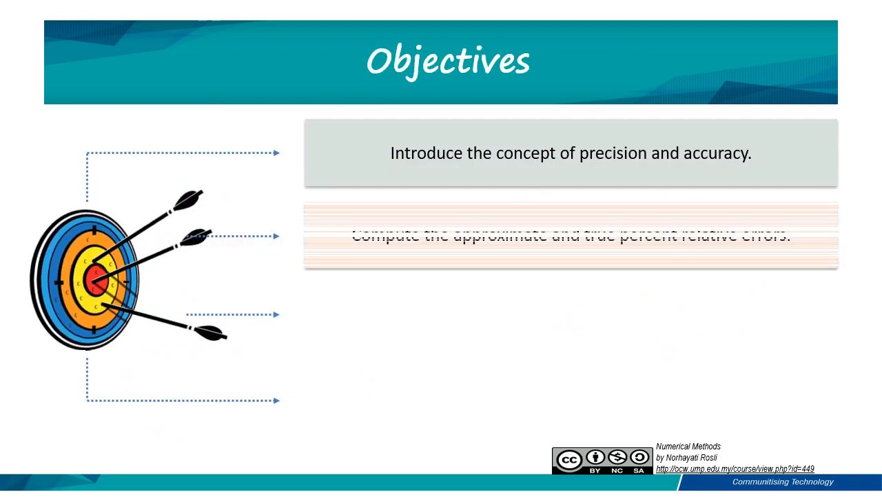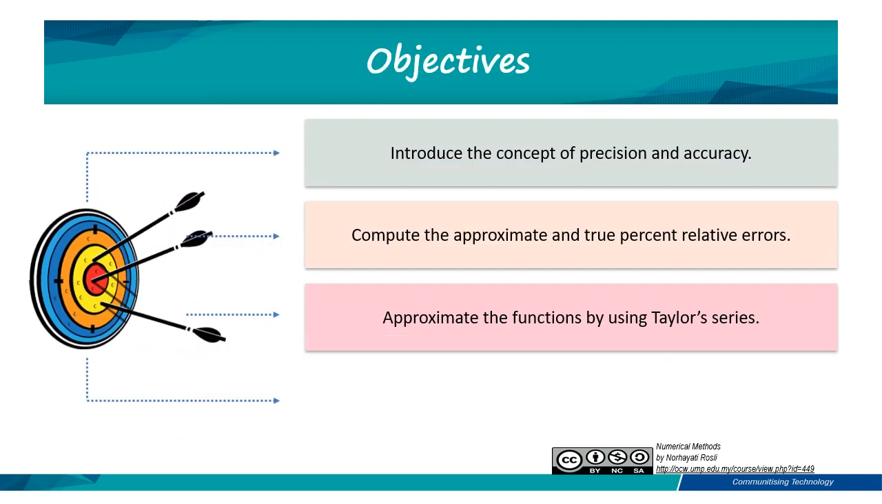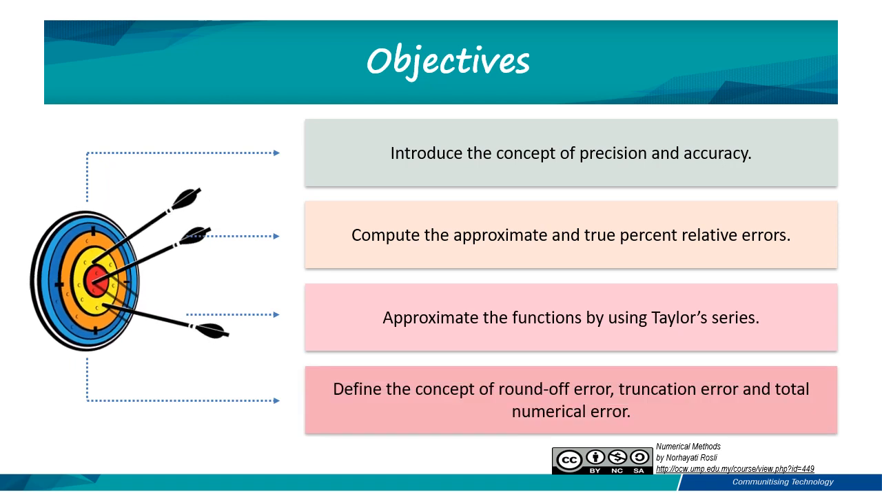In this chapter, there are 4 objectives. The first one, everybody must know how to introduce the concept of precision and accuracy. Second objective, you must know how to compute the approximate and also the true percent relative errors. The next one, know how to approximate a function by using Taylor series expansion. And the last objective, everybody must know how to define the concept of round-off error, truncation error, and also total numerical error.